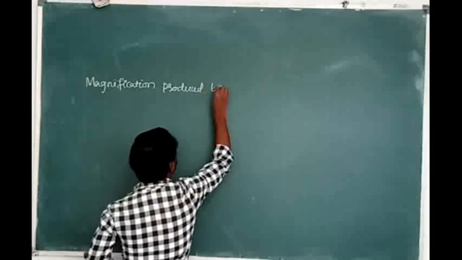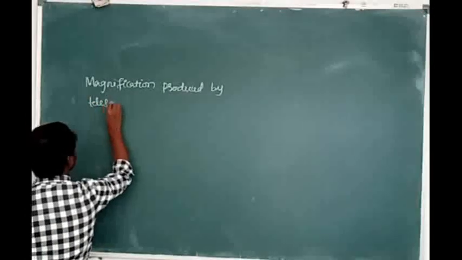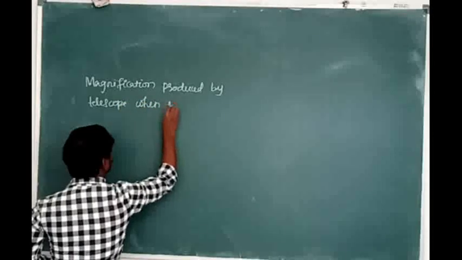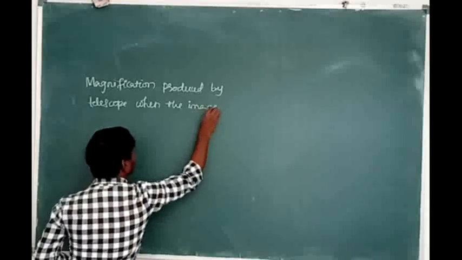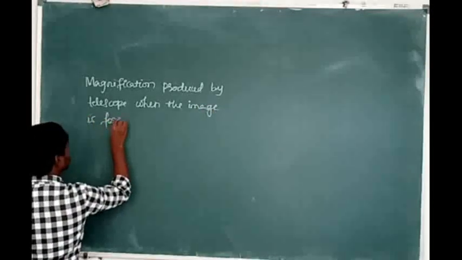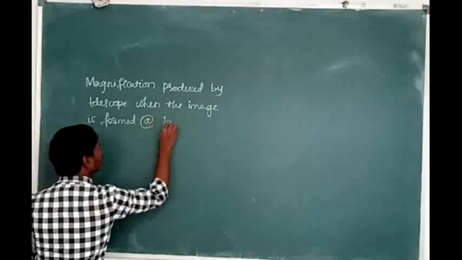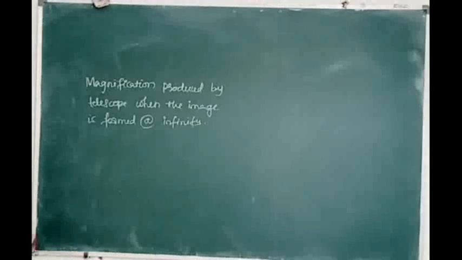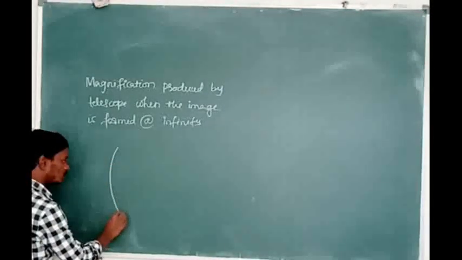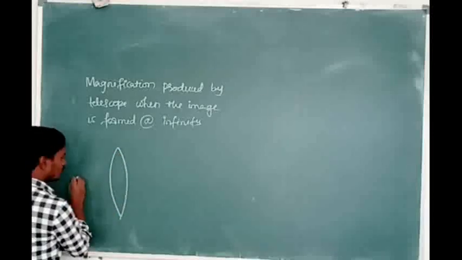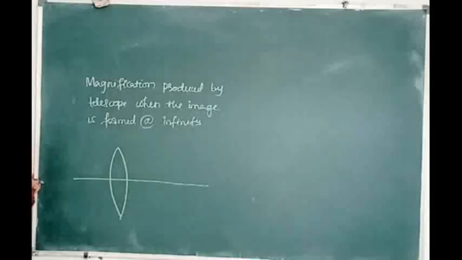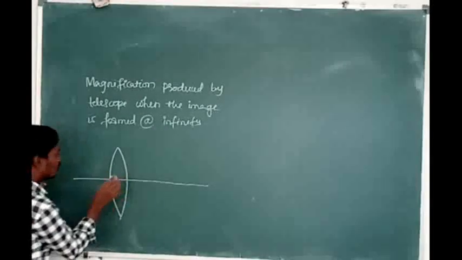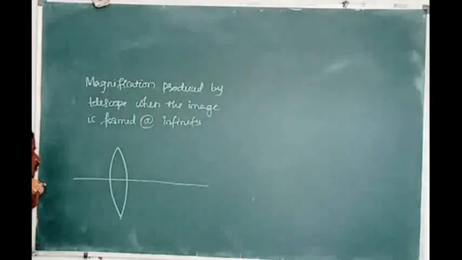Magnifying power produced by telescope when the image is formed at infinity, means far point. So now let us draw the ray diagram. Again, let us consider an objective lens. Next, the principal axis, and both lenses share the same common principal axis, that is why they are said to be placed coaxially. Then, the rays coming from the distant object like celestial bodies are parallel to each other.